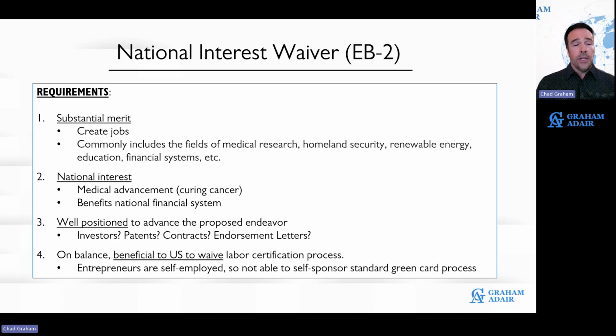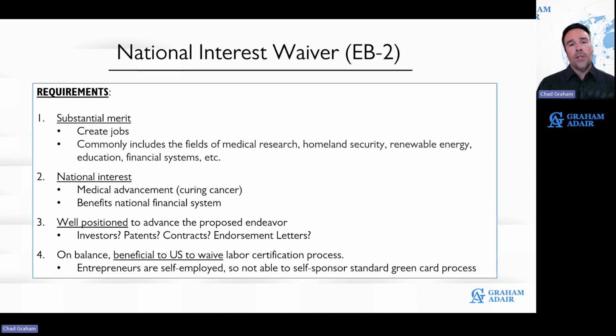We have to show, again, that it's in the national interest. And so, I mentioned these fields. So if you're in the medical field and your work is to help cure cancer, obviously that's in the national interest of the United States because fewer people having cancer and getting sick is a great thing, but also it creates less stress on the overall economy to have people who are healthy. So you make these legal arguments to show why the work is within the national interest of the United States.